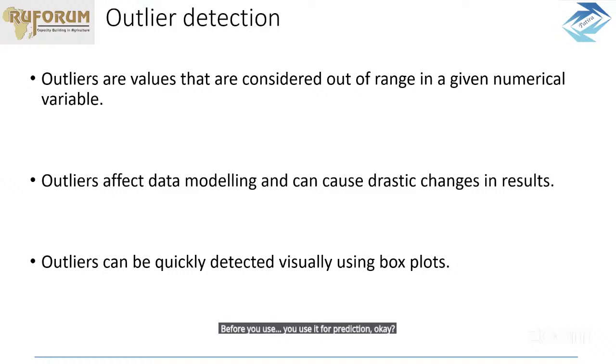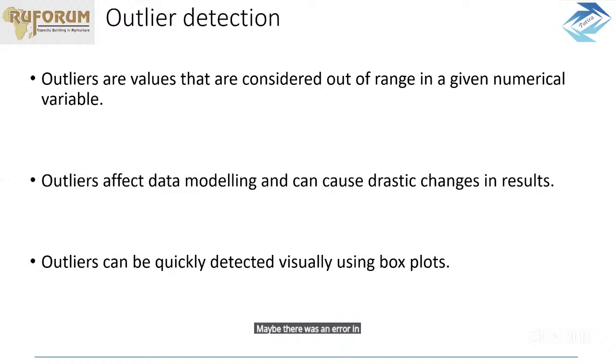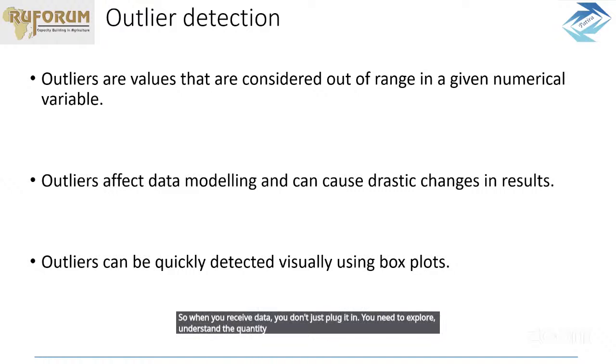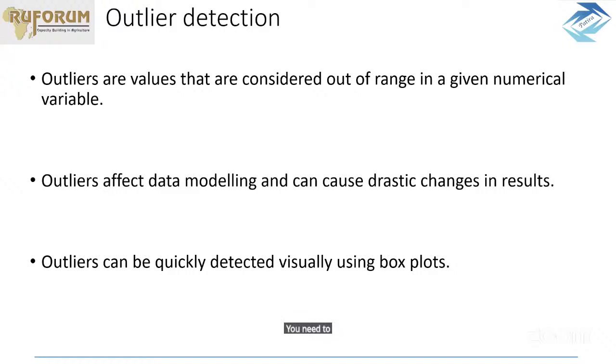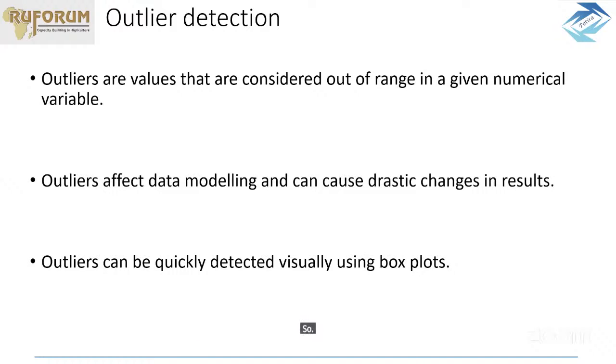Sometimes this out of range data could be an issue of data collection. Maybe there was an error in the measurement. It's important that you check them out. So when you receive data, you don't just plug it in. You need to explore, understand the quantity of missingness. You need to understand, especially these outliers, and take care of them. So usually when we are looking out for outliers, we use box plots.